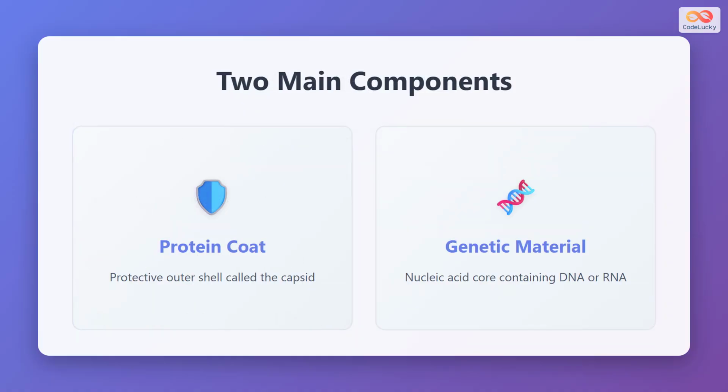All viruses consist of two fundamental parts. The first is the protein coat, which is called the capsid. This protective outer shell surrounds and safeguards the virus. The second component is the genetic material, which forms the nucleic acid core. This core contains either DNA or RNA, the genetic instructions that the virus needs to replicate.